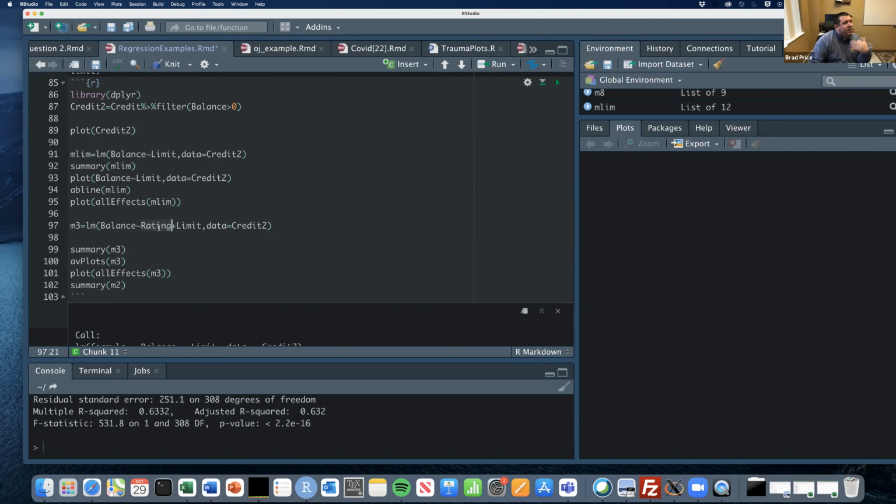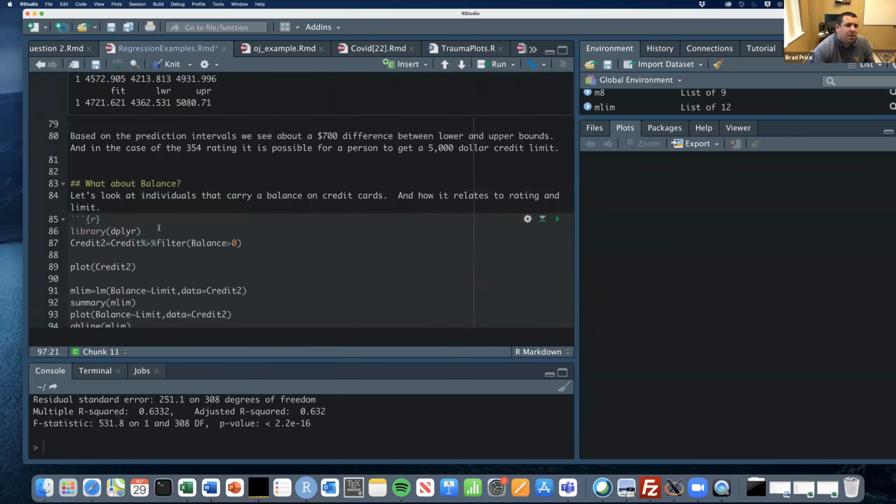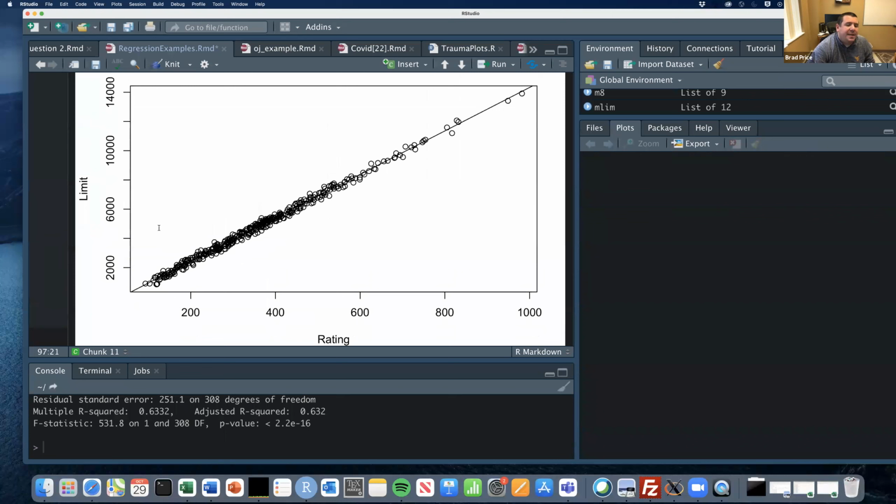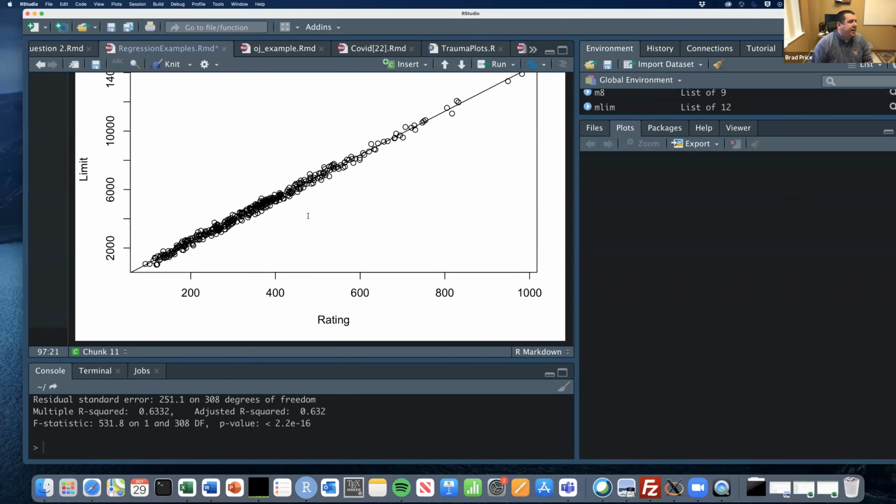All right, let's develop a little bit of intuition here. Let's come back up here and let me remind you, that's the relationship between limit and rating, right? If I already know your credit limit, how much additional information do we think rating is going to give us? A little or a lot? It seems like if I know your credit limit, I know your credit rating, right? So what information is it adding? Let's find out.